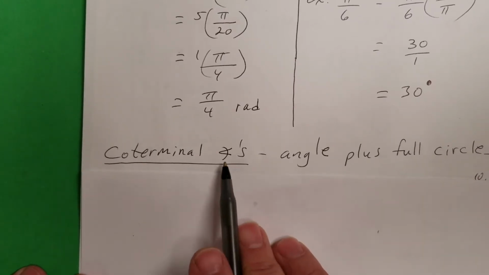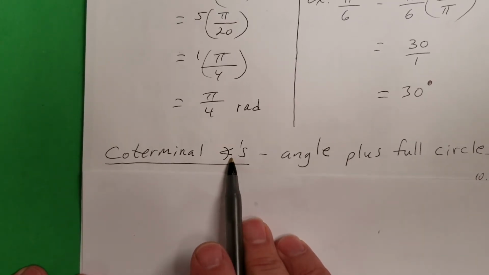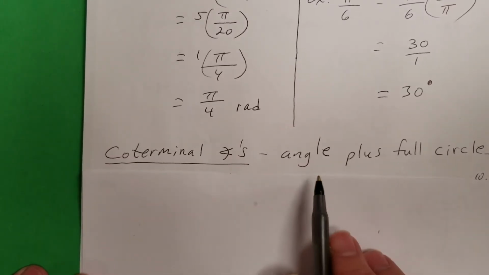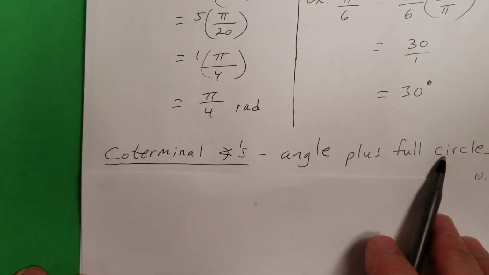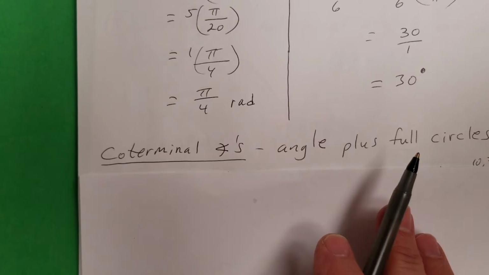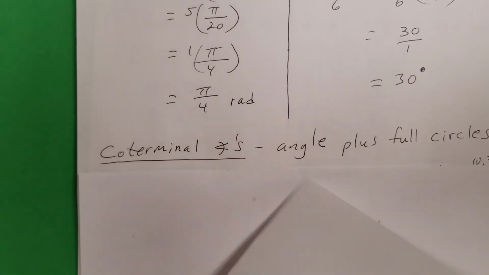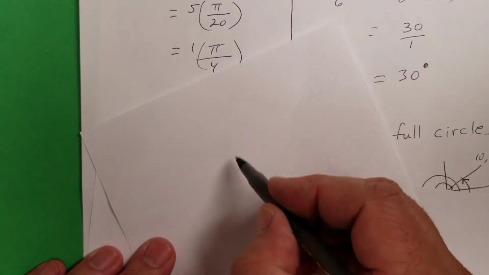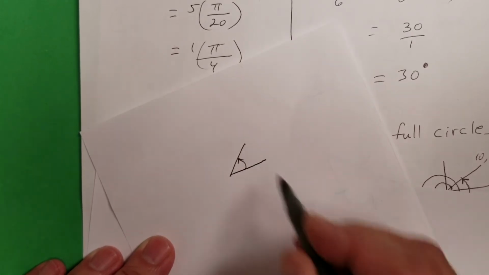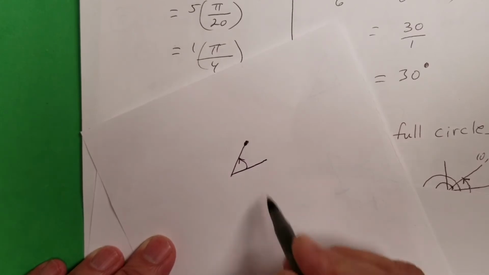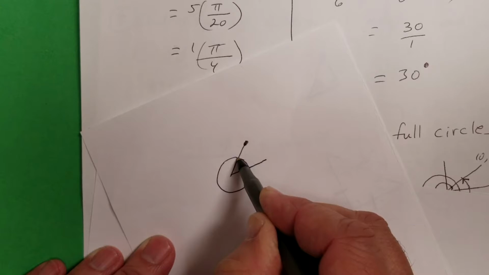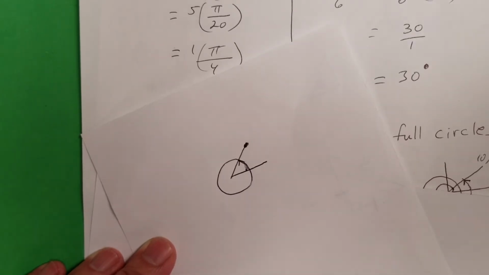Coterminal angles. That's a symbol for angles. I don't want to write the word angles all the time. Coterminal angles. That's an angle plus a full circle. Let's think about this for a second. If you have an angle, here's an angle, right? You open up to here, and you end up right there. Well, if you go full circle, one full circle, don't you end up exactly at the same spot?